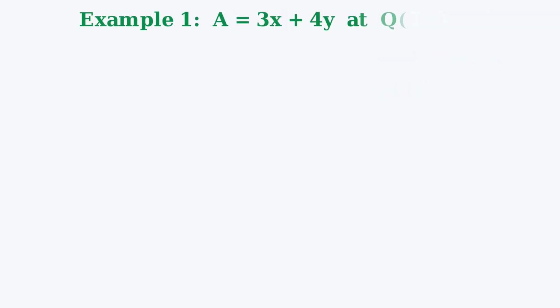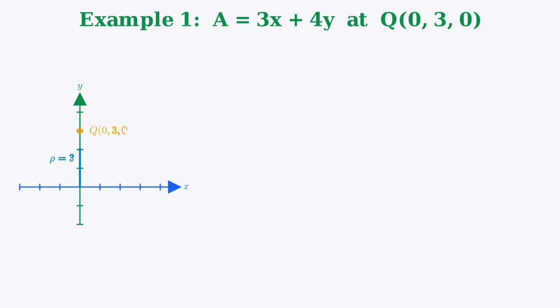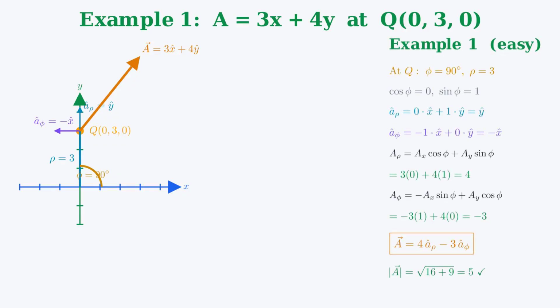Example 1. Take the constant vector A equals 3x hat plus 4y hat. Evaluate it at the point Q, which sits on the positive y-axis. Q equals (0, 3, 0). We want A in cylindrical at Q. First we find phi at Q. X is 0, y is 3, so phi is 90 degrees.